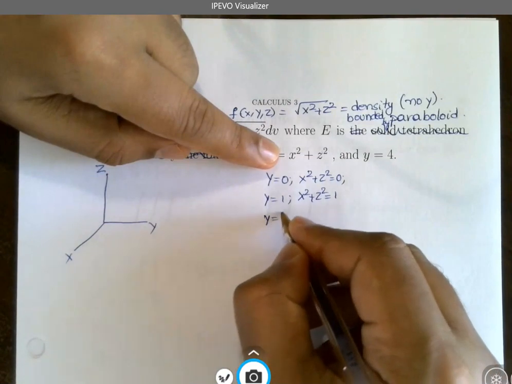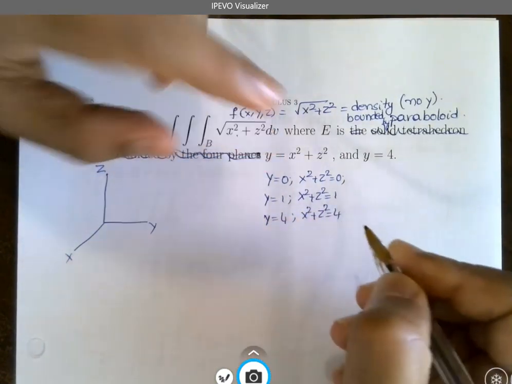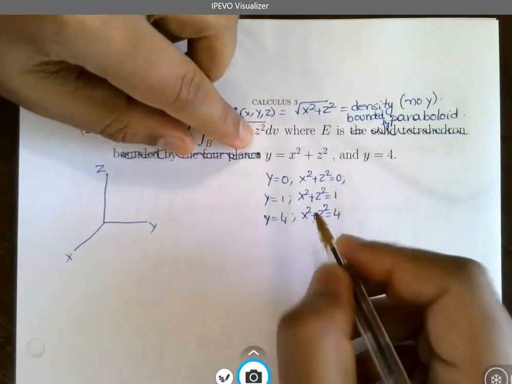If y is 4, then what do you get? You get x squared plus z squared equals 4. That means the circle is bigger: the center is 0, 0 and the radius is 2 units.